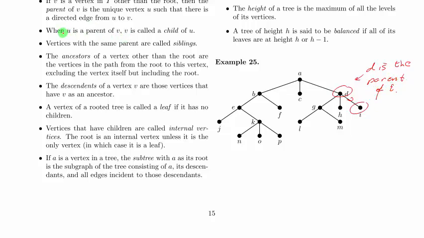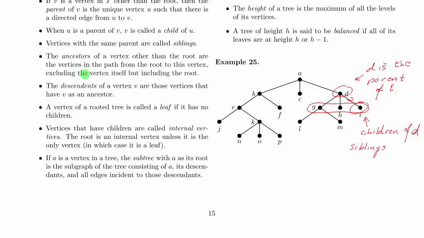And then reversing that, D, all of the vertices that have it as its parent are going to be the children. So G, H, and I are the children of D. Vertices that have the same parent are called siblings, so G, H, and I are siblings.